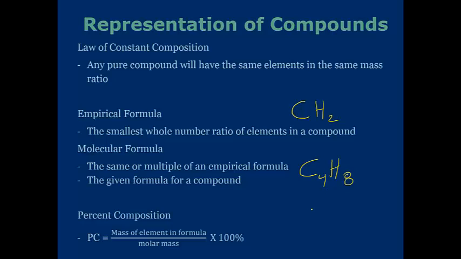The percent composition is simply the mass of the element in the formula over the molar mass multiplied by 100 to get it to a percent. So if I were to do something like sodium chloride again, if I were to look at the percent composition of sodium, I would take the weight of the sodium, which is 23, and I would divide it by the molar mass, which we calculated earlier as being 58. Now, this is going to be roughly a little less than 50%.